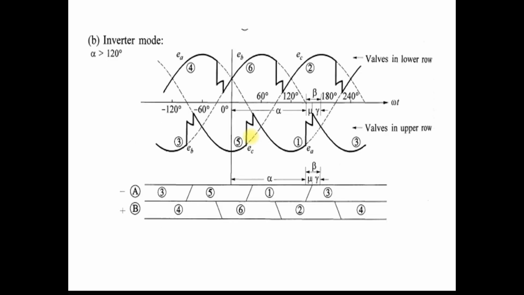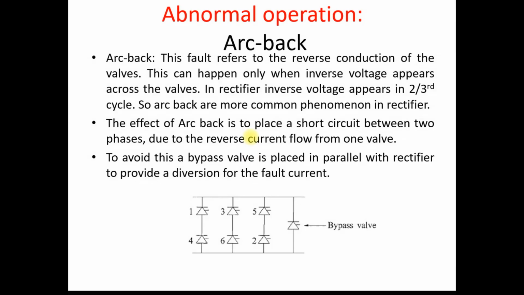One abnormal condition happens in the rectifier, that is nothing but arc back. To remove this arc back, we use a bypass valve. But nowadays this abnormal condition does not happen because we use thyristors. With thyristors, this type of abnormal condition does not happen. That happens only in mercury arc valves.